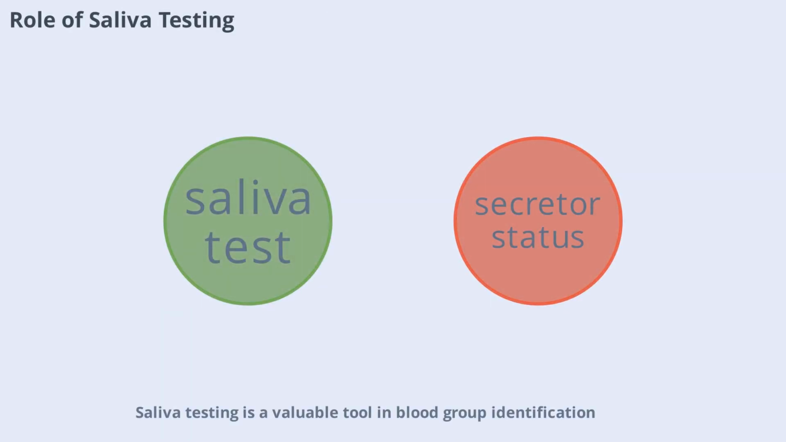Saliva testing is a valuable tool in blood group identification, especially for detecting secretor status and the presence of blood group substances. In this case, the detection of normal A and H substances in saliva supported the diagnosis of the Am subtype. This non-invasive test complements serological and molecular methods, providing a more complete picture.